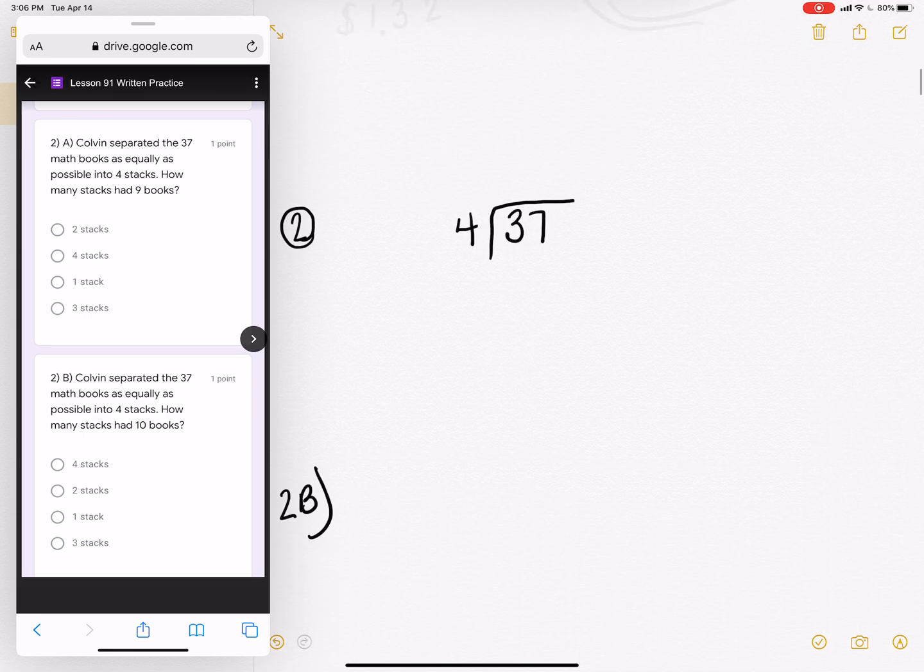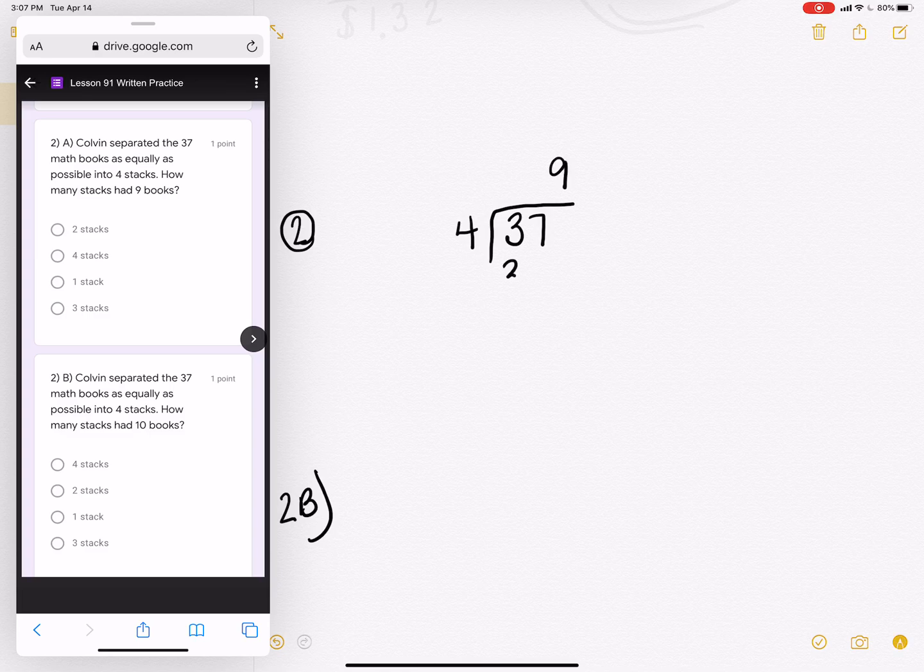Number 2. Colvin separated 37 math books as equally as possible into 4 stacks. How many stacks had 9 books? So we're going to divide by 4. What times 4 is almost 37? I know that 4 times 9 is 36. But 7 minus 6, that leaves 1 left over. This 1 left over is 1 book that's going to be on a shelf with these 9.